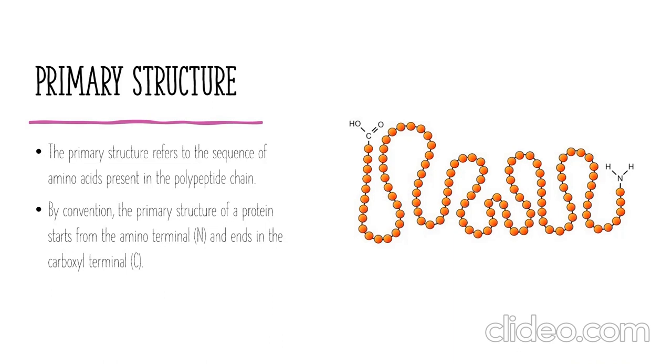The first level of protein folding is the primary structure. This is the sequence of amino acids that make up a protein. By convention, it starts from the amino end and ends in the carboxyl end. This structure is determined through covalent bonds.